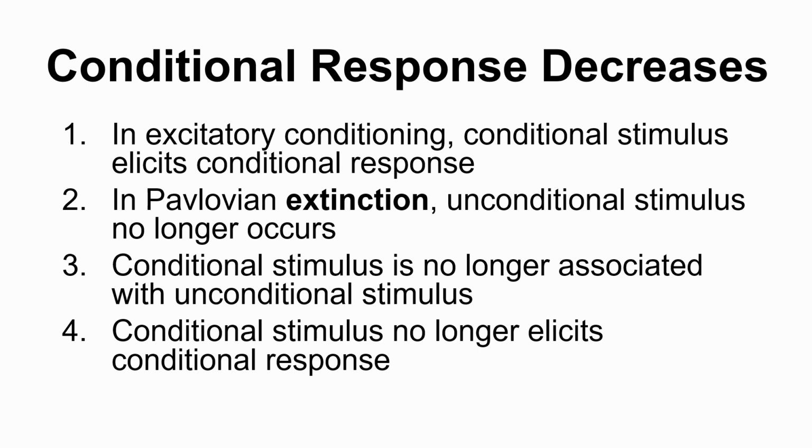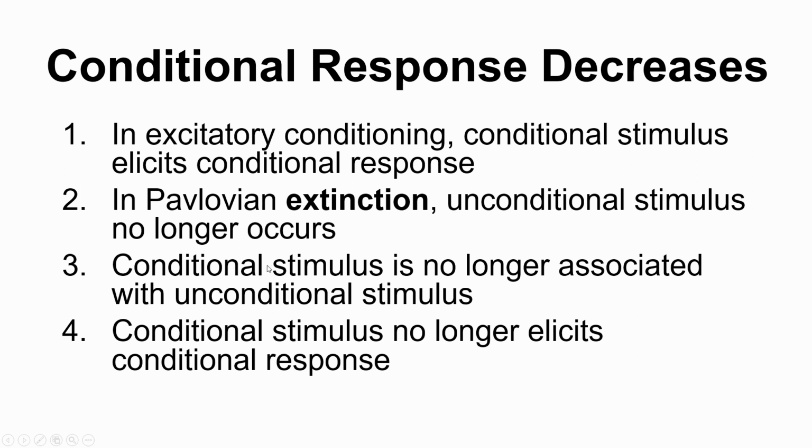In the process of extinction, specifically looking at extinction as it relates to classical conditioning or Pavlovian conditioning, we want to extinguish or get rid of that association. So we would have the unconditional stimulus, the presentation of food, no longer occur. So we would ring the bell, but we wouldn't give the dog food anymore. And so as the dog hears the bell but doesn't get food, they're going to weaken that association.